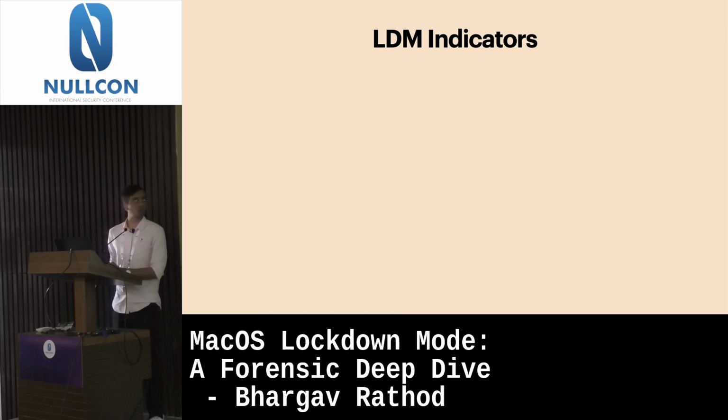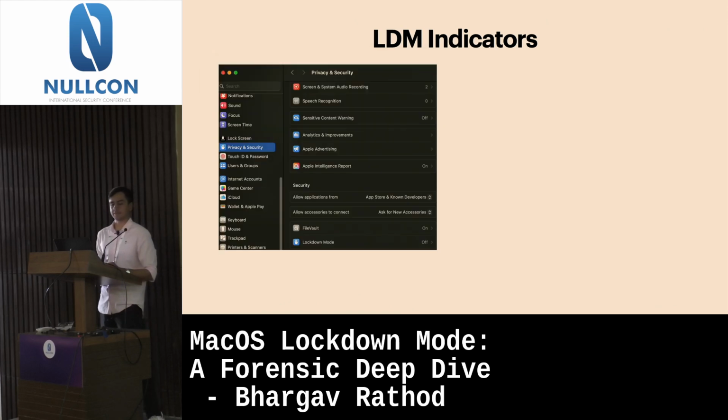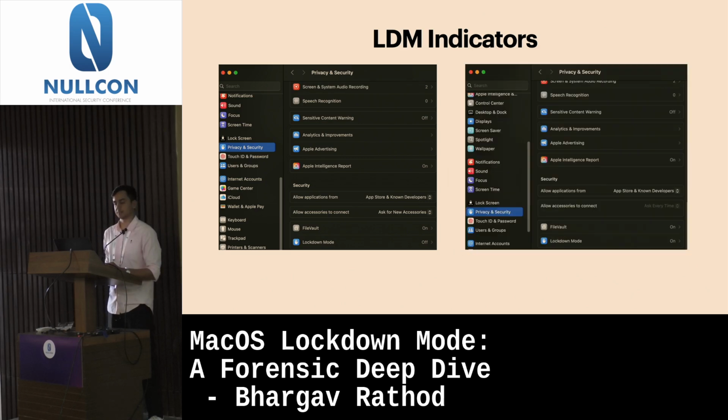Then let's jump into the indicators. The first indicator you can see is in your Settings app. If you go into Privacy and Security, you'll see Lockdown Mode is off, and if it's on, then you'll see on.